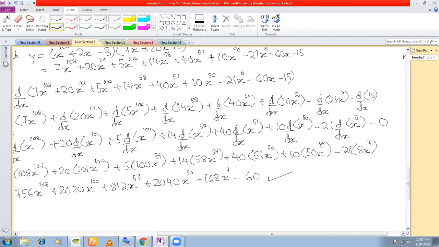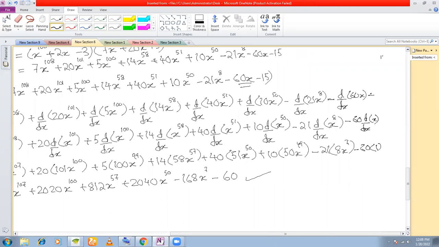Okay, I think I left out one term here. How am I getting this 60? I think I left out this term in differentiation here. Let's add it here. I have minus d/dx 60x. So in the next step, this will become minus 60 d/dx of x, and the next one will become 60 into 1. And you also have minus d/dx 15. This is something that I left out.